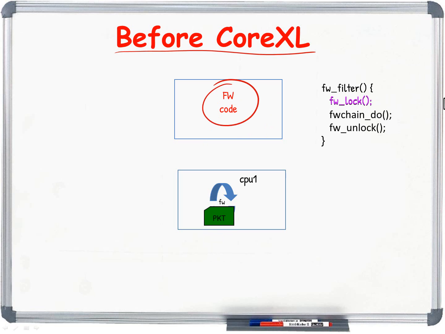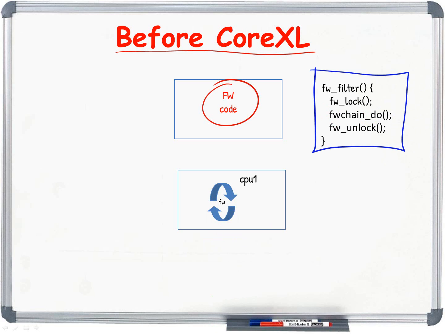After the firewall code is locked, it's going to do FW chain do, which means that it's processing that packet. And once that packet has been processed, it's going to unlock the firewall and forward that packet on its way. Now this whole cycle is repeated all over again. When the next packet comes in, again it's going to do FW lock, FW chain do, and then FW unlock and forward that traffic on its way. But I want you to know that we only have one firewall code, so only one CPU can interrupt that firewall code for processing of packets.